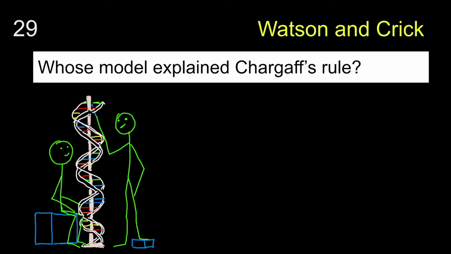Question 29. Whose model explains Chargaff's rule? The answer is Watson and Crick. So Chargaff figured out that A is always in the same proportion as T, and C was always in the same proportion as G, and Watson and Crick figured out why that was so.